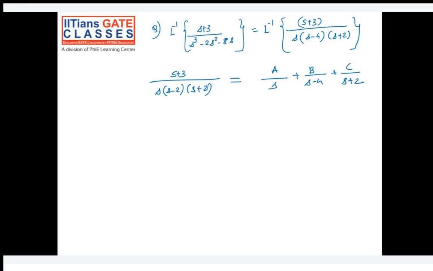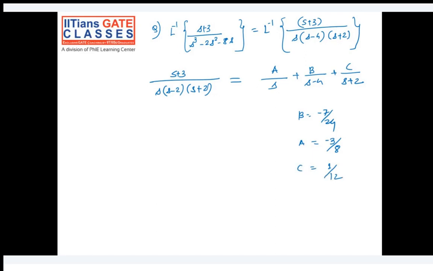If you put, let's say s is equal to 4, then A and C will become 0. B you will get. The value of B here is minus 7 by 24. If you put s is equal to 0, you'll get A and B and C 0, and you'll get the value of A as minus 3 by 8. And if you put s is equal to minus 2, you will get A and B 0, and you'll get the value of C as 1 by 12. Okay, so you should find these values.